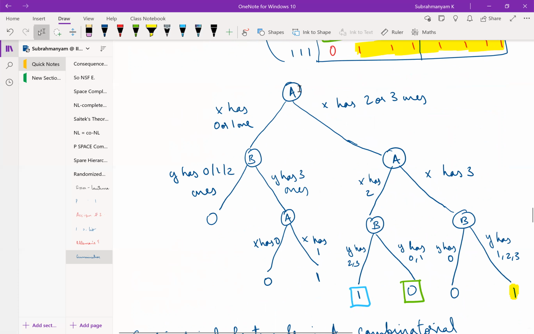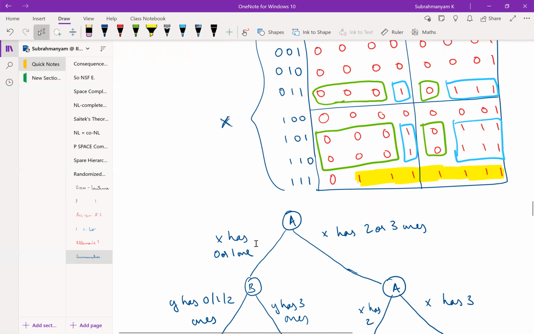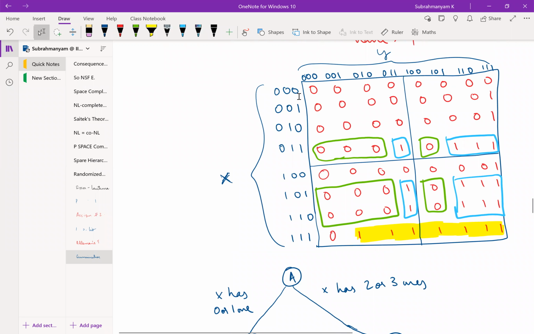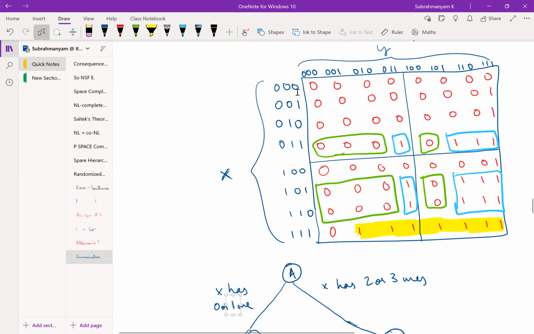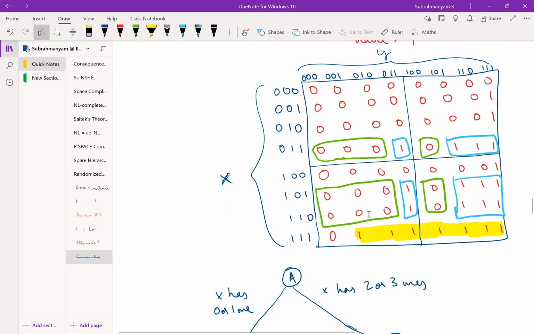So what is happening here? When you start off, you could be anywhere in this matrix. When you say X has 0 or 1 ones, or X has 2 or 3 ones, basically you are saying that you are going to be either in the rows 0, 1, 2 or 4, or rows 3, 5, 6 or 7. So basically I'm saying which rows I can be in or which rows I'm not in. And similarly, Bob is saying which columns he could be in or which he's not in. So basically Alice and Bob through communication are narrowing down their scope.